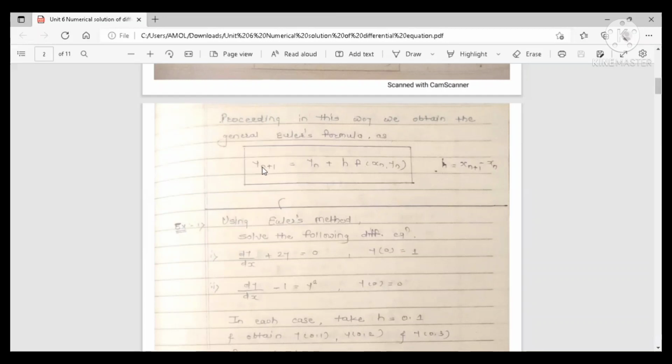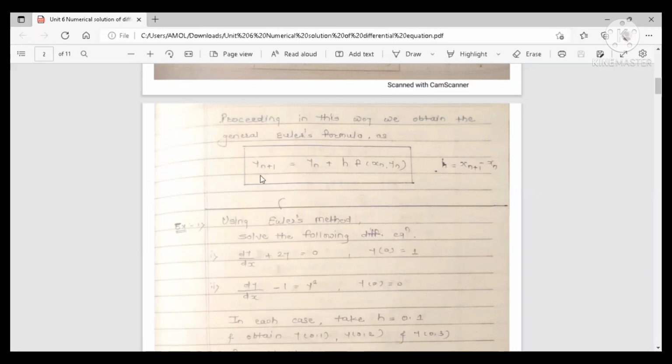You can find y1, y2, y3. If we put n is equal to 0, then you will get y1. y1 is equal to, now n is 0, so y1 is equal to y0, means y naught, plus h into f of x naught, y naught, because n is 0. x naught, y naught, these are the initial values of x and y respectively. So putting the values of x naught, y naught in this formula, you will get y1.